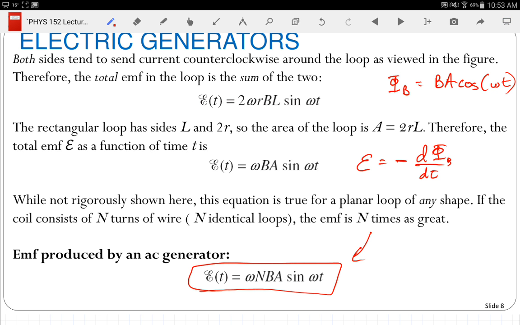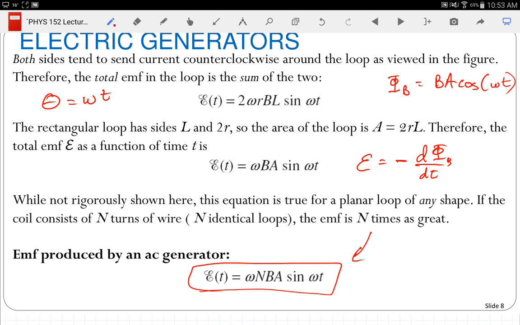Yeah? What was omega again? Sorry. Omega is the angular frequency. That is the number of radians per second. Right? So if you look there, our angle theta was equal to omega t. If you have to go back months when we talked about angle changing.